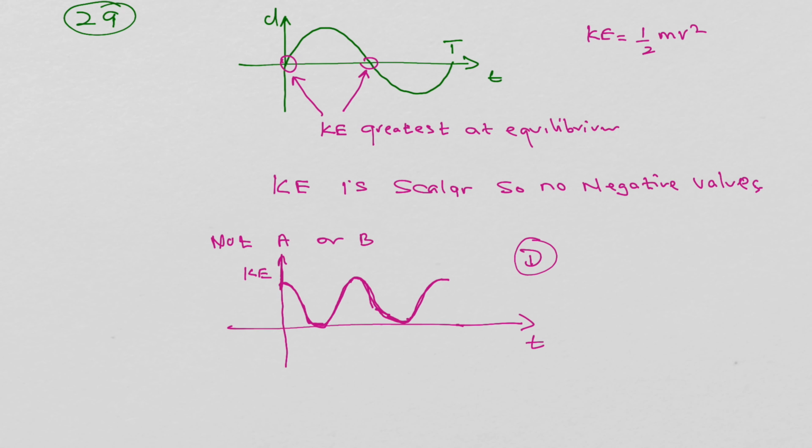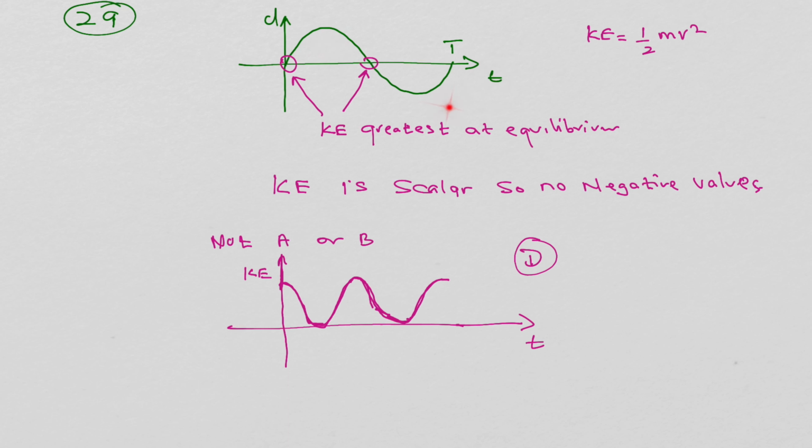29. The graph shows the variation of displacement with time for a particle moving with simple harmonic motion of period T. So from there to there is a period of T. Which graph shows the variation of kinetic energy KE of the particle with time? Well, the greatest kinetic energy is at equilibrium. So there and there and there are the greatest kinetic energy. If we were translating that into kinetic energy, that would be the maximum there.